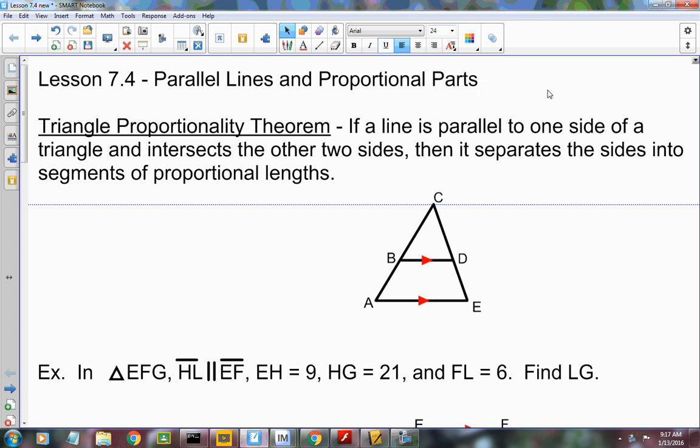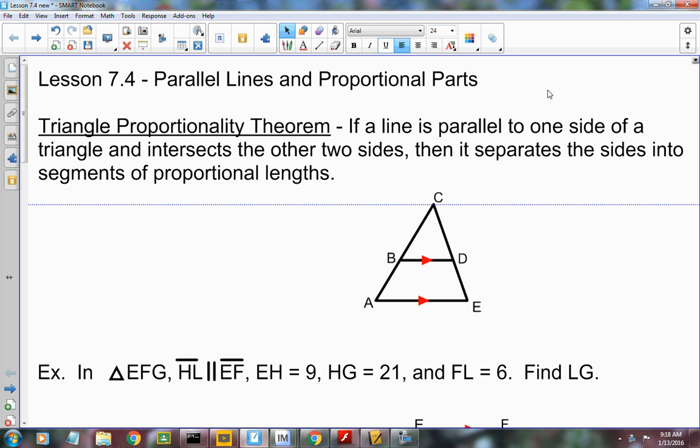So today we're talking about lesson 7.4, parallel lines and proportional parts. Last week and this week we talked about the things that similar triangles or similar polygons had in common. And remember we said that, if two triangles or two polygons are similar, what's true about their sides? They're proportional, right? They're also proportional to the scale factor, which is the ratio of a pair of corresponding sides.